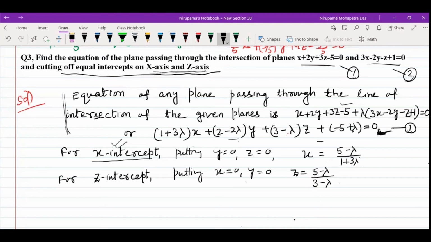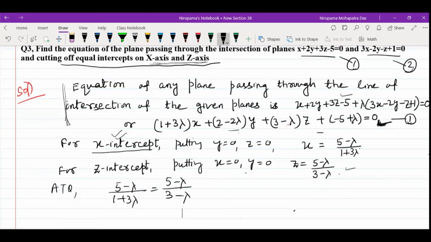So we are getting z equal to minus 5 plus lambda, while, I mean, when you bring this to the other side, (5 minus lambda) divided by (3 minus lambda). Okay, so according to the question, we have (5 minus lambda) by (1 plus 3 lambda) equal to (5 minus lambda) by (3 minus lambda).